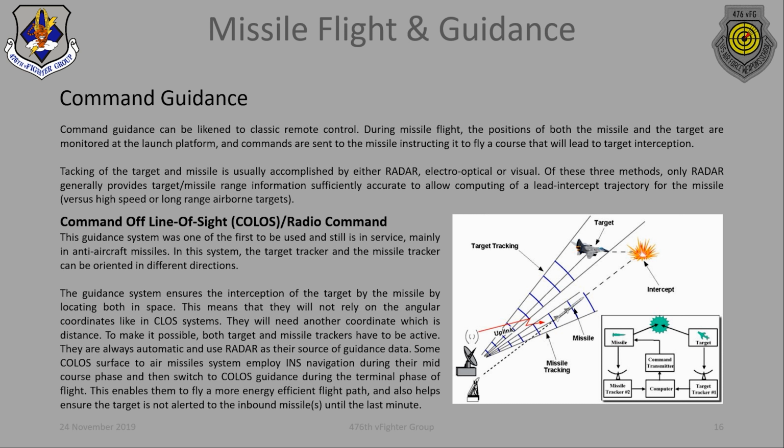as radio control. In the same way as you've got a radio controlled plane, you fly it around, you look at it, see where it is, and you try and steer it to where it needs to be. That's essentially what command guidance is about. There's a couple of subtypes to it, which we'll go through. The first one is radio command or command off line of sight, COLOS. That's the first sort of SAM guidance system that was used in things like your SA2, SA3.